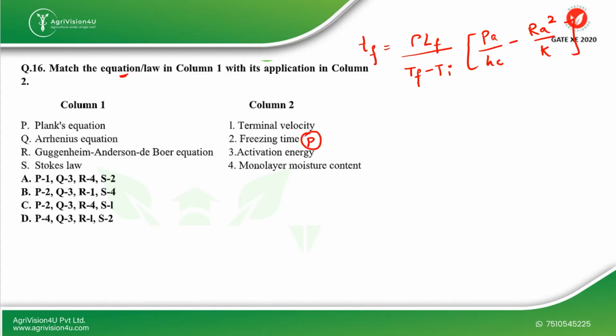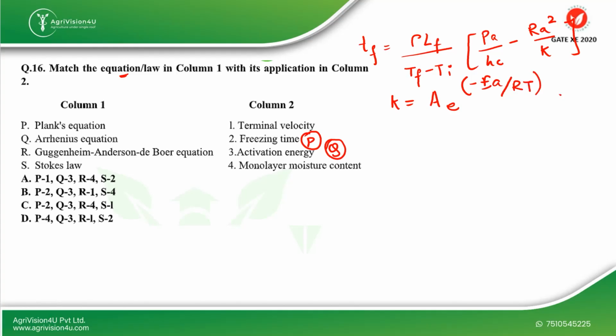Next, Arrhenius equation. This equation relates the rate constant of a chemical reaction to its activation energy and the temperature. It is commonly used to study the temperature dependence of the reaction rate. So it will go with 3, activation energy. We know about the Arrhenius equation: k equals A e to the power minus E_a by RT. These are the common equations.